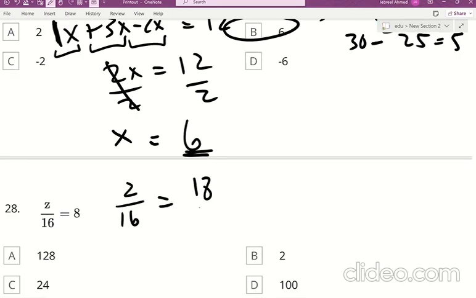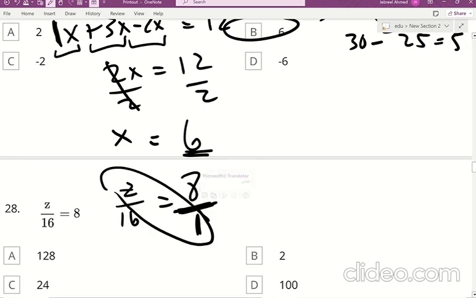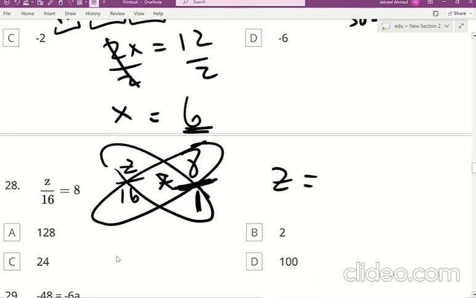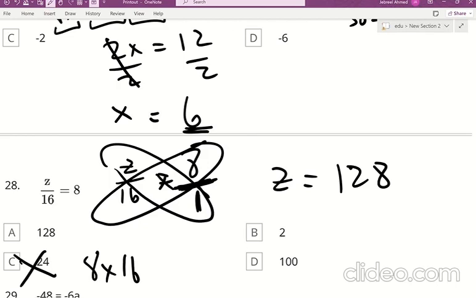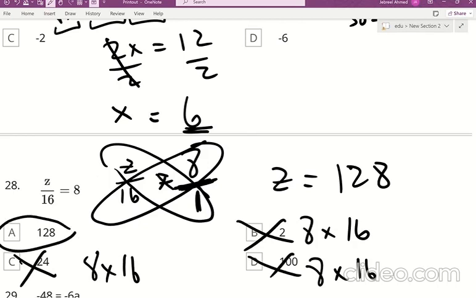Z divided by 16 equals 8, sorry. Always under this or a whole number is really 1. So I'm just going to cross multiply. Z times 1 is Z. 8 times 16. So even if you don't know what 8 times 16 is, which is 128, I know that 8 times 16 is definitely not 24. That's too small. 8 times 16 is not 2. It's too small. And 8 times 16 cannot equal 100. So even if I don't know what it is, I know that would be my answer.